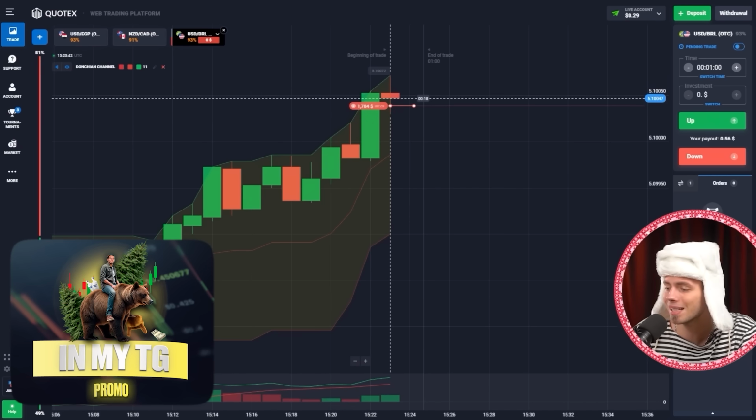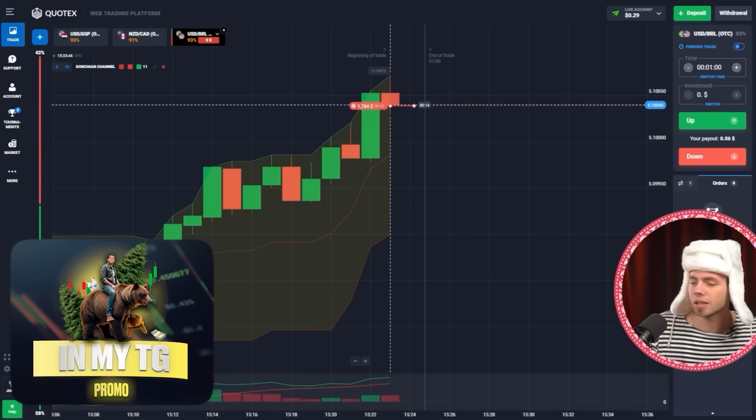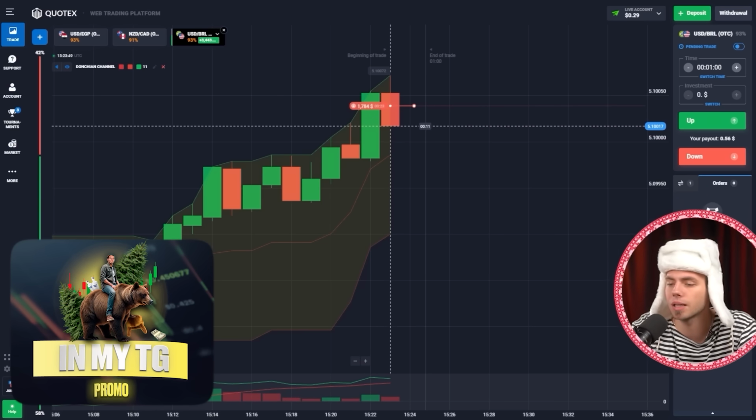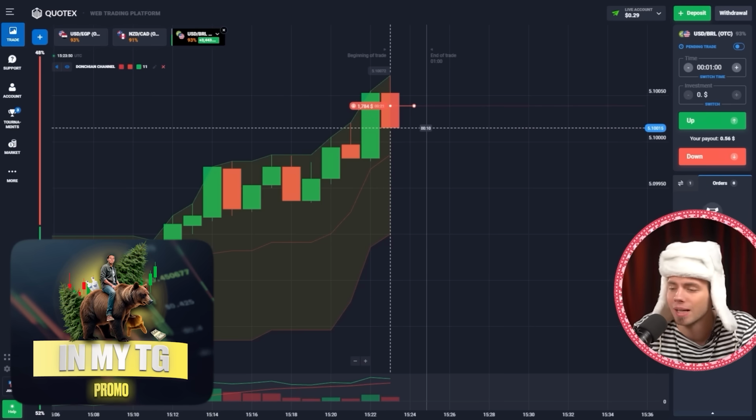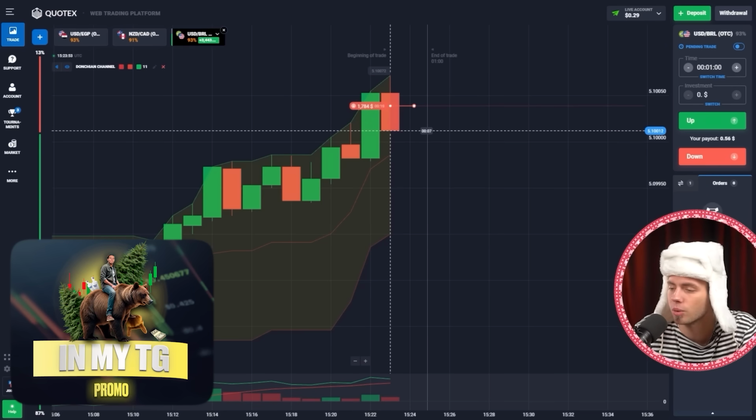So basically nothing else to add, because here we are in a strong overbought zone, and the market will definitely need to cool off, so we will see the option going down right now.